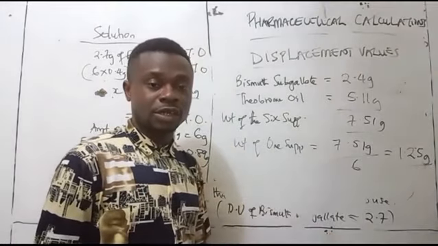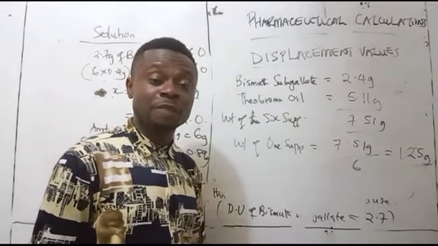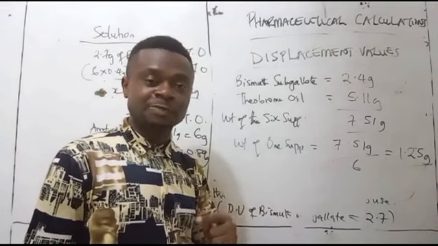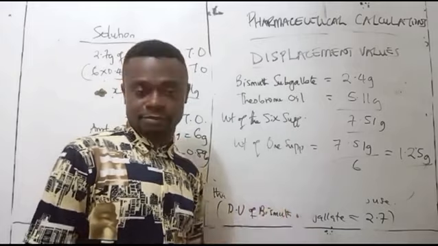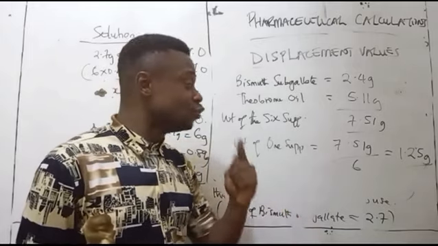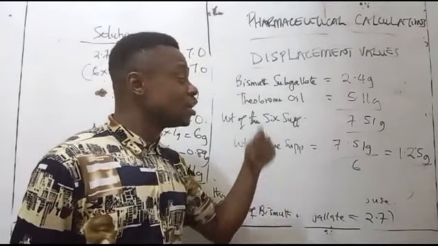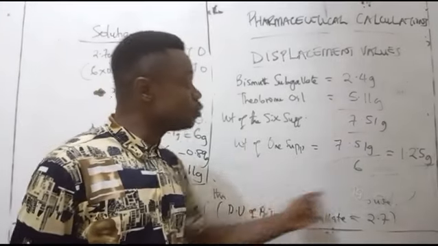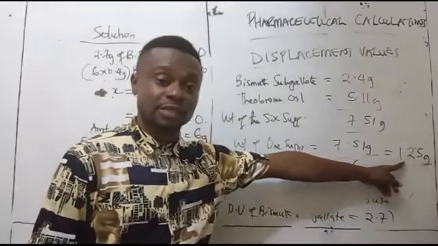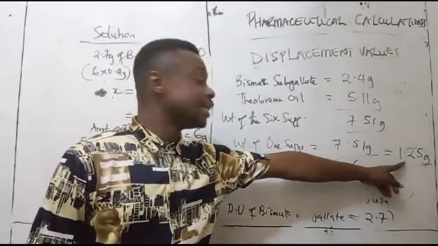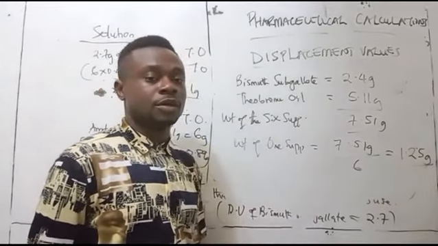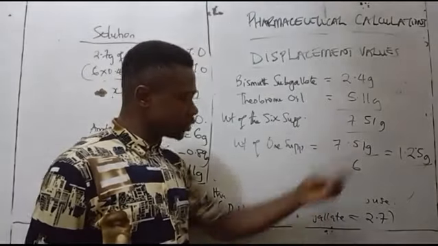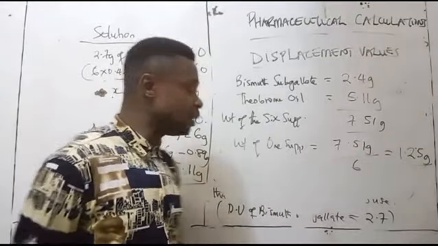That's why we have seen 1.25, because the DV of bismuth subgallate is above 1. Sometimes you see a situation whereby the displacement value of the active ingredient is less than 1. So if it's less than 1, you realize that the weight of the suppository will be less than the nominal weight, less than the weight of the mold. Maybe in subsequent calculations you see this playing out.